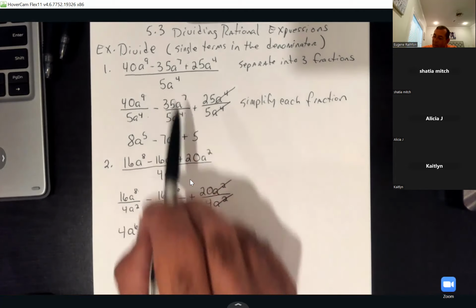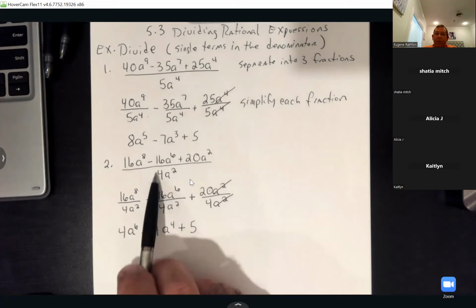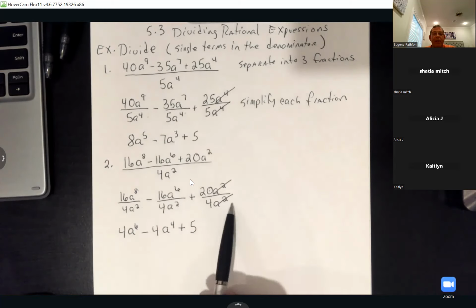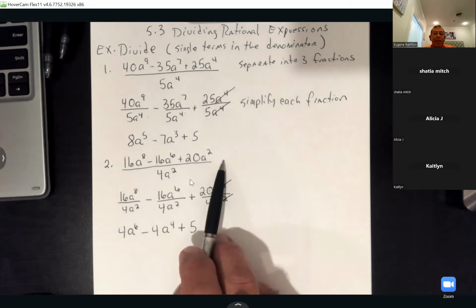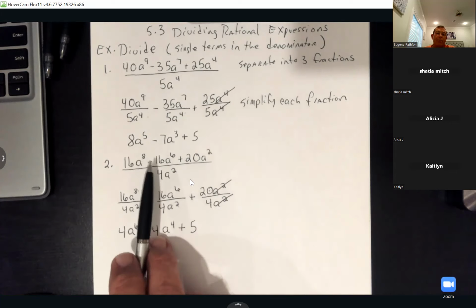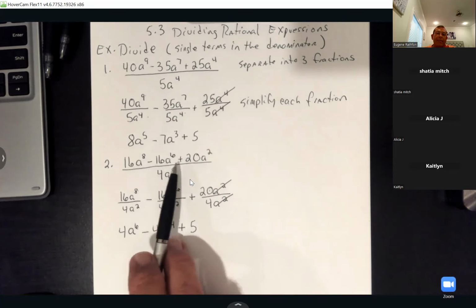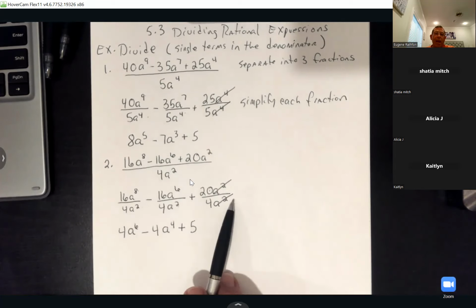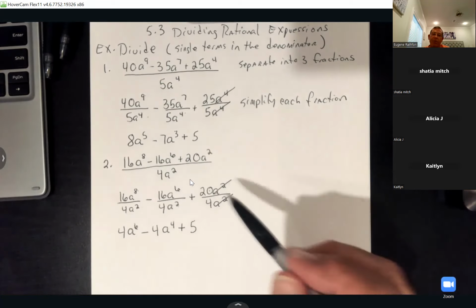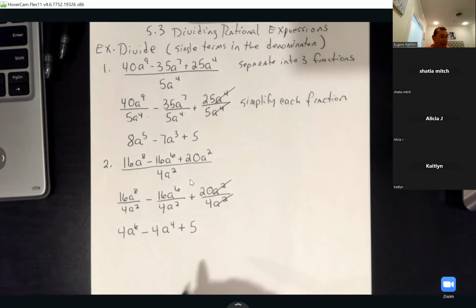So not too bad when you got a single term in the bottom. Separate it into however many fractions you need. Remember, I'm splitting my fractions between the minuses and the pluses up here. That's how I'm getting my 3 fractions. And then let's just simplify each one of your fractions to get that final answer.